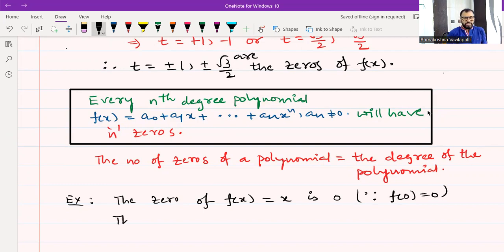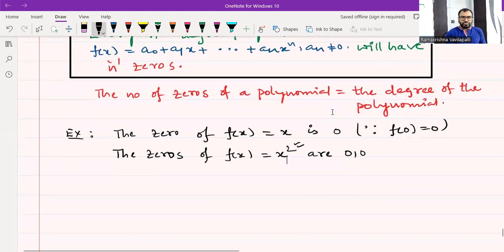The zeros of f of x equal to x squared. Zeros means it will have more than one. Here you say 0, 0. Don't write only one term. So the number of zeros of a polynomial equals the degree of the polynomial. Here, what is the degree? Degree is 2. So therefore, it must have 2 zeros.